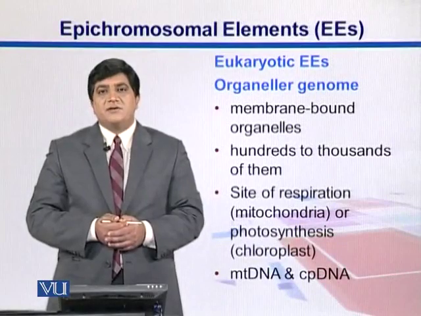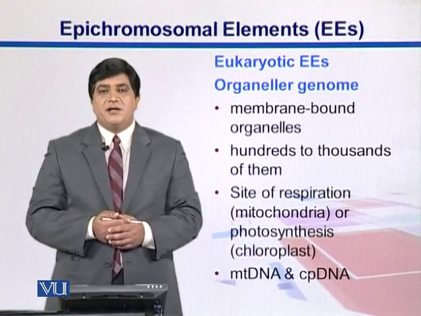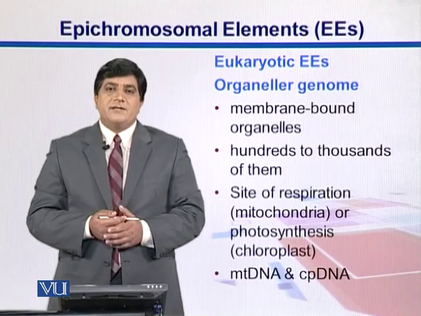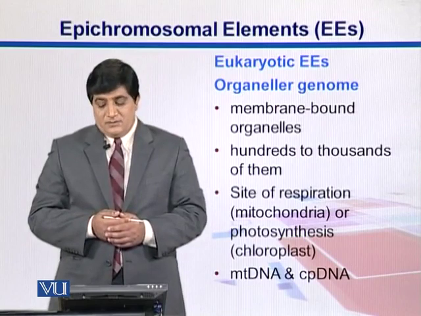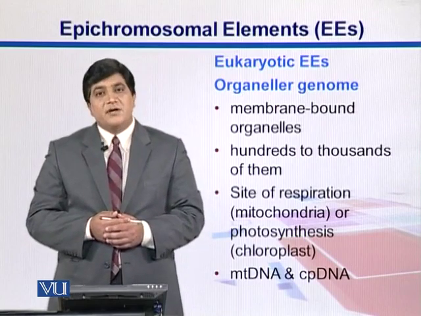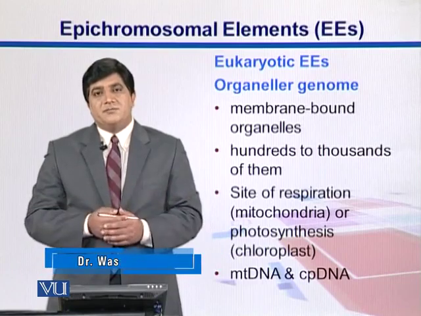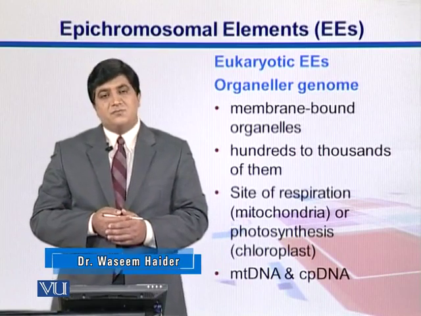So eukaryotes have extra organelles that also contain a genome or DNA, which we call organellar DNA. Examples are chloroplast DNA in plants and mitochondrial DNA in both plants and animals. Basically, these are membrane-bound organelles, and they may be present in hundreds to thousands of copies. So there are also multiple copies of these genomes.